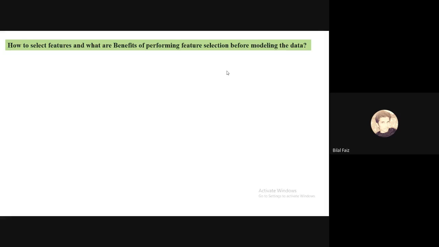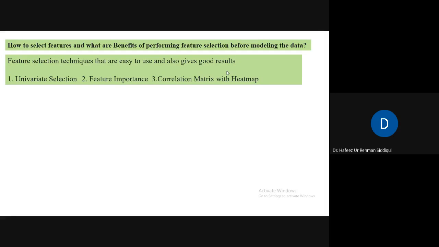Sir, it says how to select features and what are the benefits of performing feature selection before modeling the data. Okay, this is a very important question. How to select features and what are the benefits of feature selection? If this question comes in some test, then you have to answer this. What are the feature selection techniques and why are these beneficial?